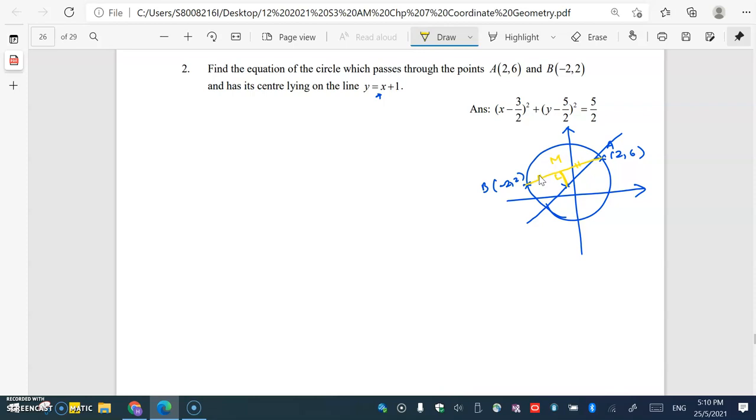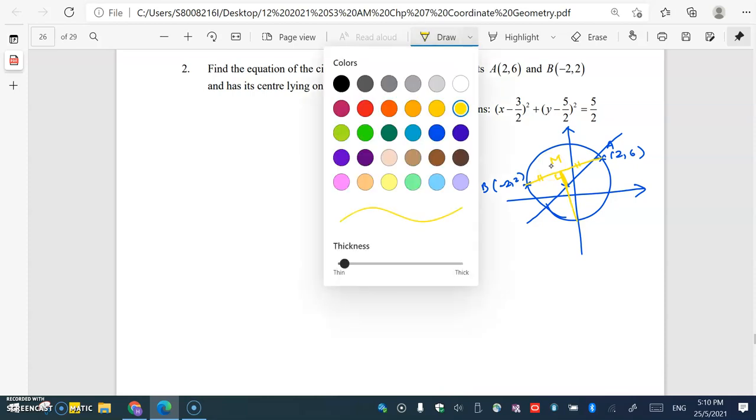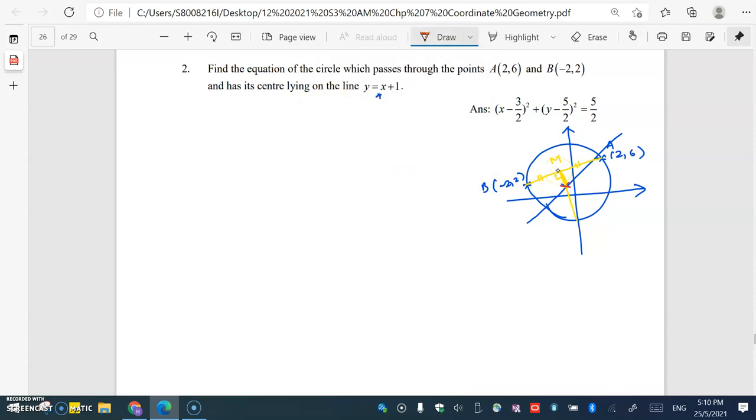Now you want to find the equation of the circle. So to find the equation of a circle, you need the radius as well as the center of the circle. So how to find the center of the circle? We know that the center of the circle sits on this yellow line. The center of the circle also sits on this blue line here. So it is basically this point here. All right, since that point sits on the yellow and sits on the blue, let's solve simultaneously.